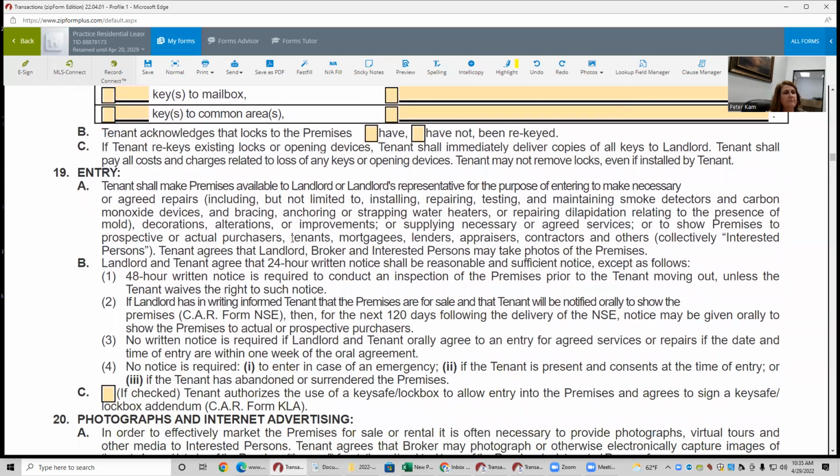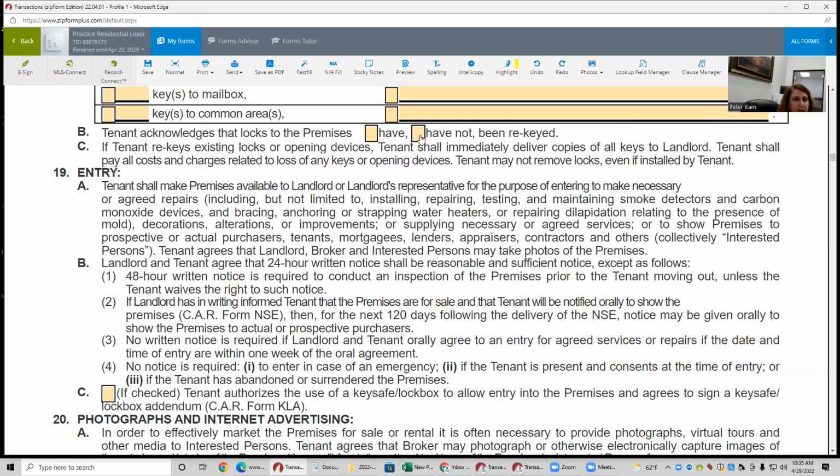Now, here's a very, very important paragraph for you to check. Tenant acknowledges that the locks to the premises, folks, make sure you don't leave this blank, have or have not been rekeyed. Very important on B. Make sure you're checking one of those.